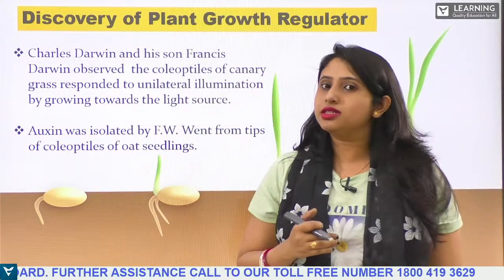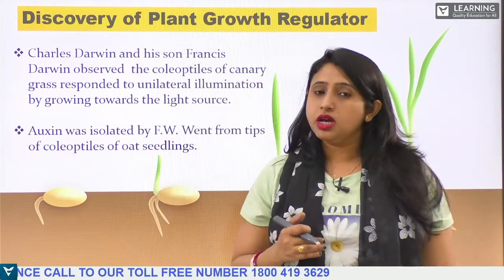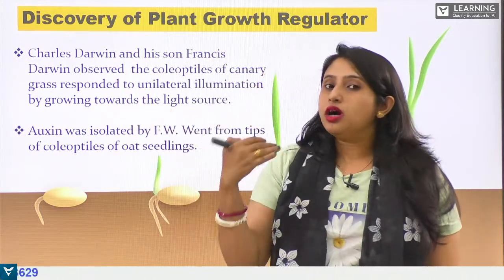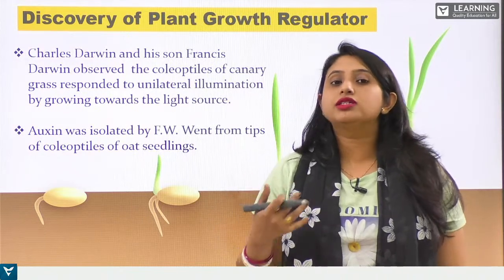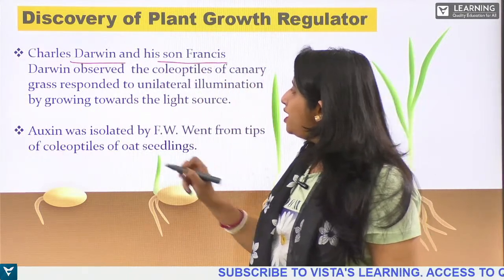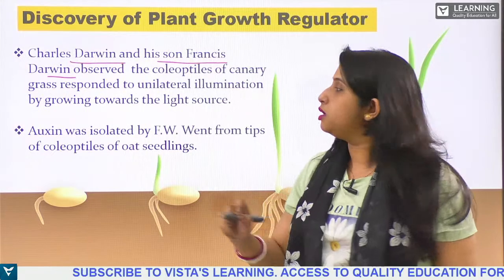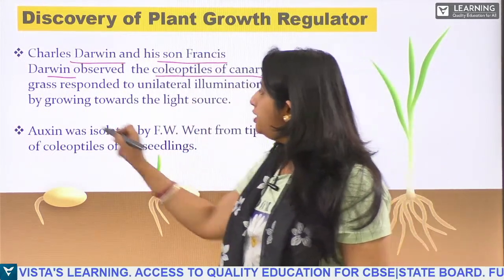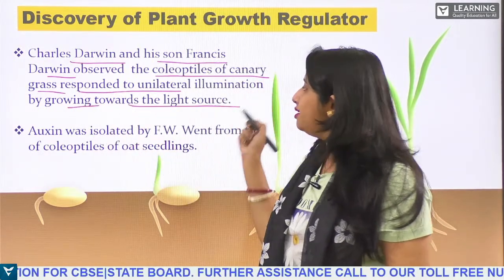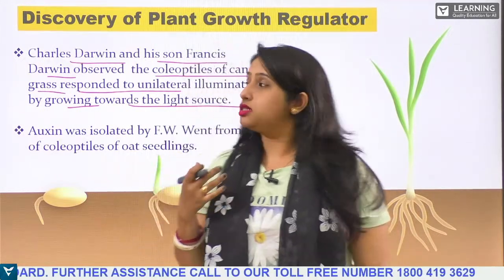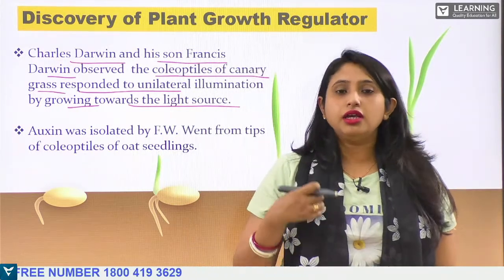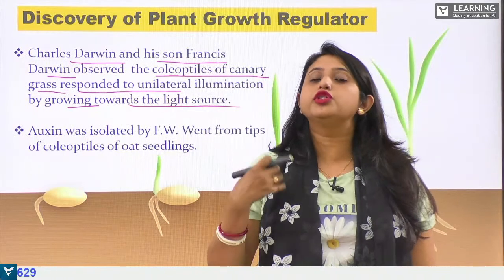Now let us talk about the discovery of the plant growth regulators. How were the plant growth regulators discovered? There are different scientists who observed different phenomena in the plant and discovered these plant growth hormones. Charles Darwin and his son Francis Darwin observed that the coleoptiles of canary grass responded to unilateral illumination by growing towards the light source.